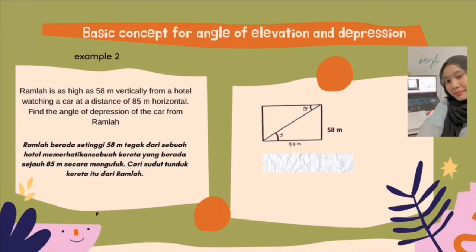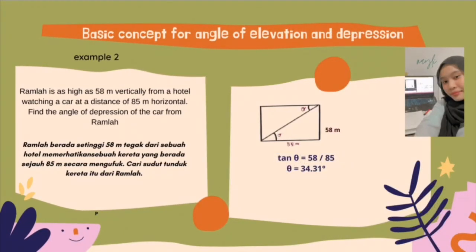Ramlah is as high as 58 meters vertically from a hotel watching a car at a distance of 85 meters horizontally. Find the angle of depression of the car from Ramlah. To find the angle of depression, we will use the tangent formula, which is opposite over adjacent. Then it will be tan equals 58 meters over 85 meters. So the angle of depression of the car from Ramlah will be 34.31, which is the answer.